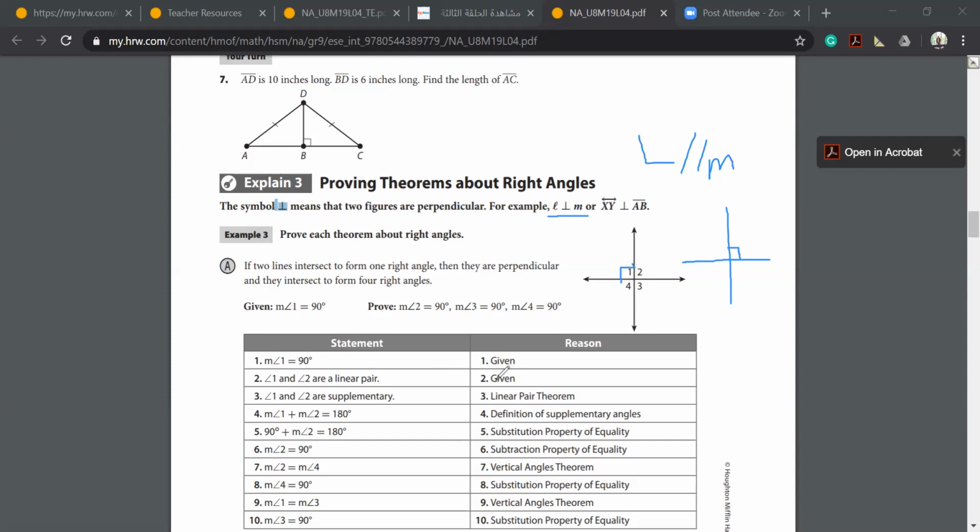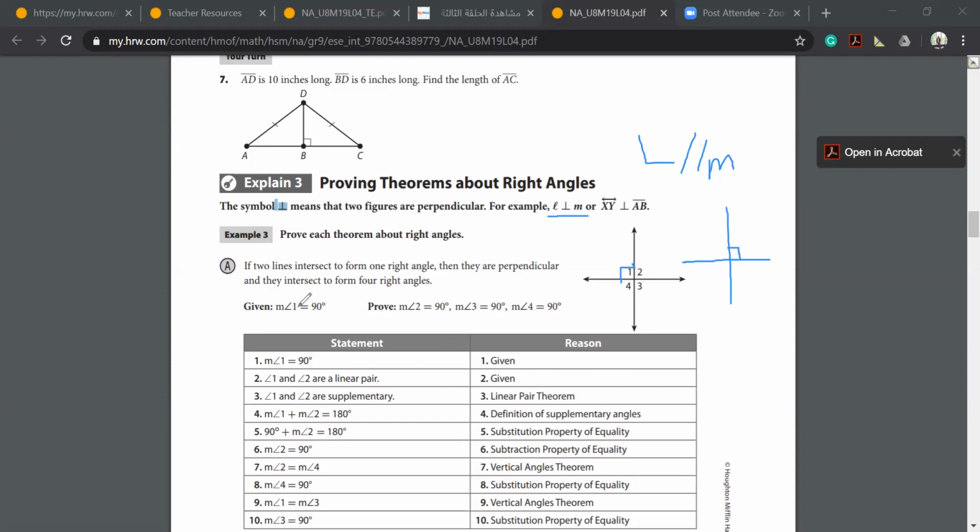Why did he write given here? Because it's given from the drawing. It's already given inside the drawing, right? Since they are a linear pair, we can say that they are supplementary, right? This is the linear pair theorem. Since they are supplementary, it means that if I add them, they will give me what? They will give me 180 degrees, because this is the definition of supplementary angles.